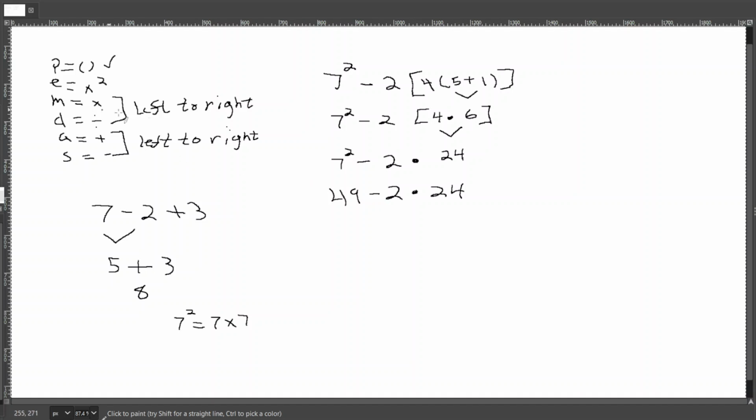I would go to multiplication, if I keep working my way down. So that would be 48. And then finally, we have the 49 and the minus we didn't use. And that'll be 1. So, you know, expressions are tricky, you guys.